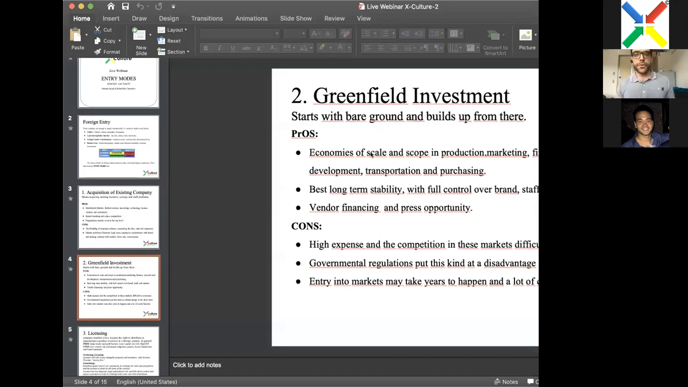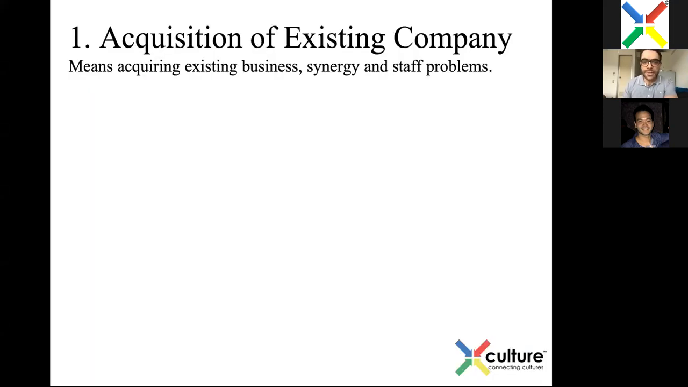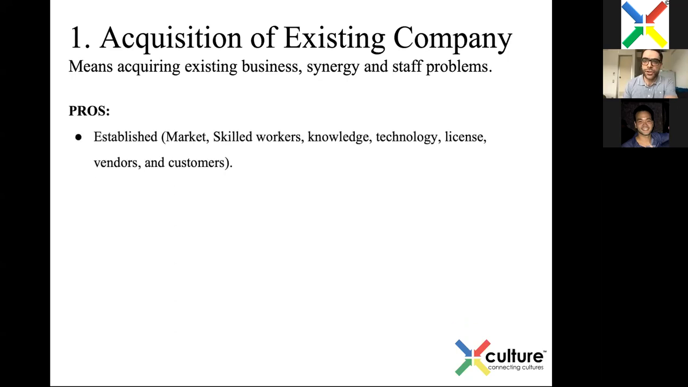So the first entry mode we are talking about is acquisition of an existing company. In this method, we can acquire an existing business, but with synergy and staff problems. The pros of this entry mode are an established market, and we also have established skilled workers and existing knowledge and technology, and we can leverage all the licenses which they have, and we can leverage the vendor and customer relationships. The other pros are instant branding and reduced competition.